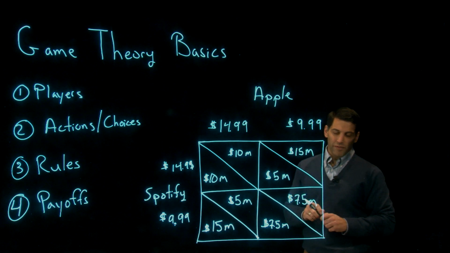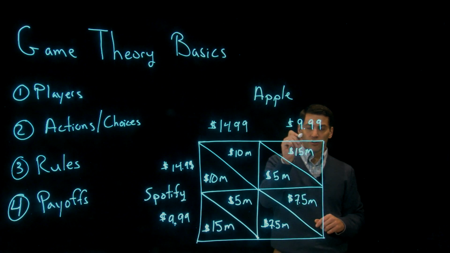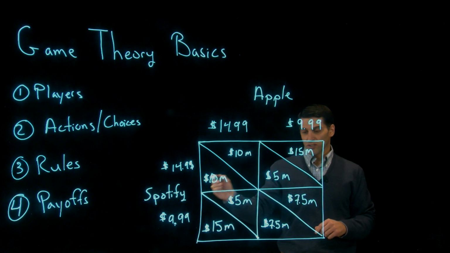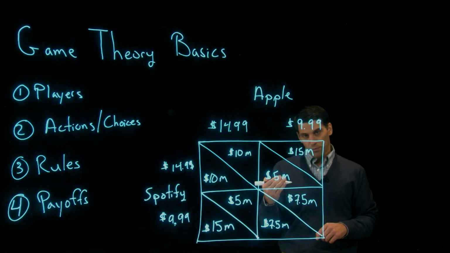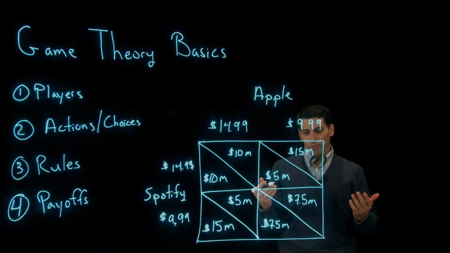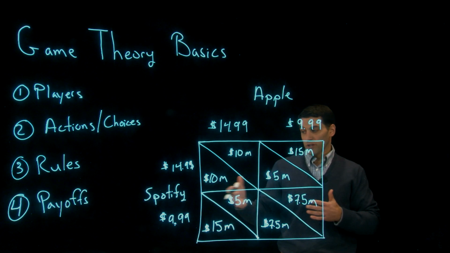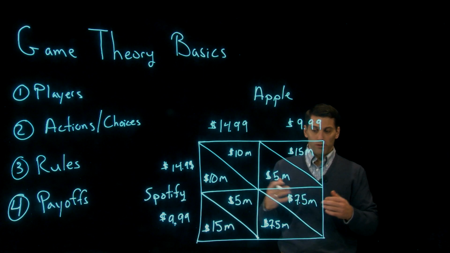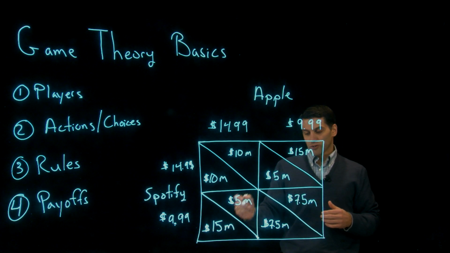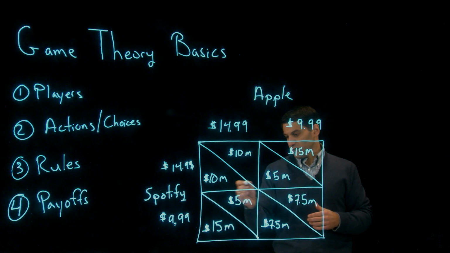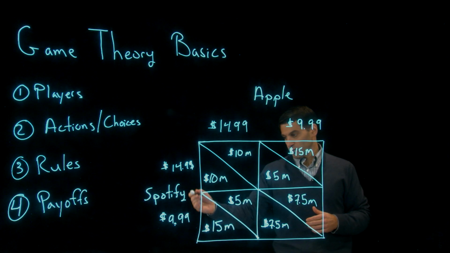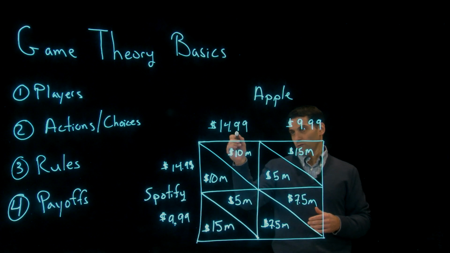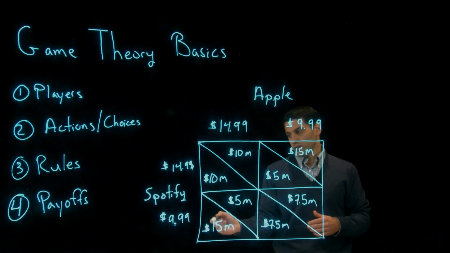So why might that happen? Well, in this case, by charging a lower price, Apple is able to steal a lot of customers away from Spotify. So even though they're having a lower price, the underlying assumption here is that they're taking so many customers away from Spotify that they end up with higher profits. And you notice there's a symmetry here. In this lower left cell, this is where Spotify charges $9.99, while Apple charges $14.99. So in that case, Spotify gets the bigger profits of $15 million, while Apple's down at $5 million.